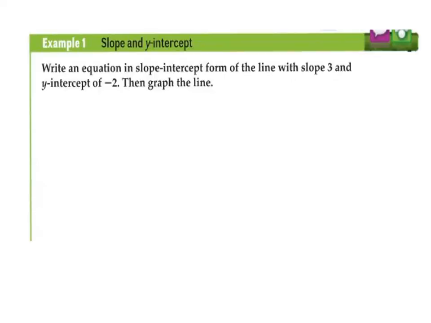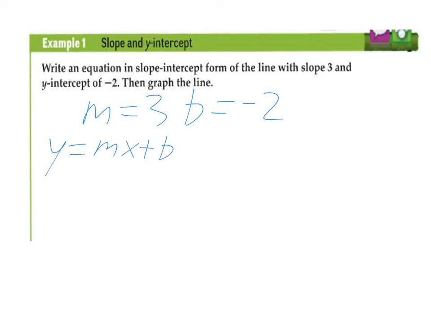So let's look at some examples. Write an equation in slope-intercept form of a line with slope 3 and a y-intercept of -2, then graph the line. So we have a slope of 3, so m is equal to 3, and a y-intercept of -2, so our b is equal to -2. Put this into y equals mx plus b form. That's going to give us y is equal to 3x minus 2.